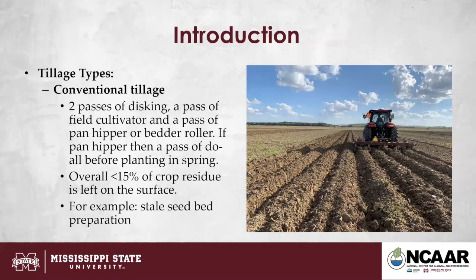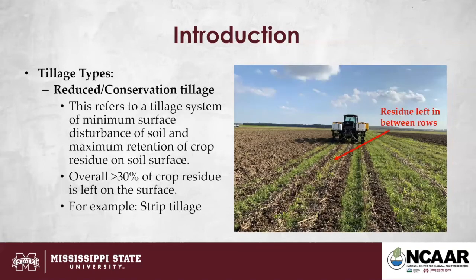An alternative tillage system to our conventional tillage is the reduced tillage system, also called conservation tillage. There are numerous definitions of it, but for the sake of this presentation, I'll say that reduced till or conservation tillage is a system of minimum surface disturbance of soil and maximum retention of crop residue on the soil surface. And overall, if we keep more than 30% of crop residue on the surface, we'll call it a reduced till or a conservation tillage system. An example of that is strip till.